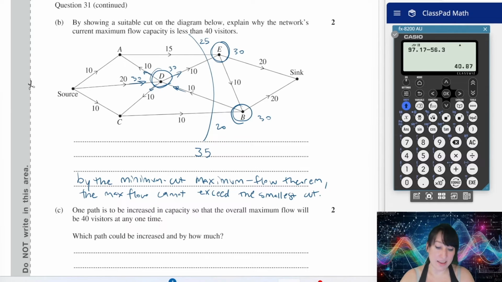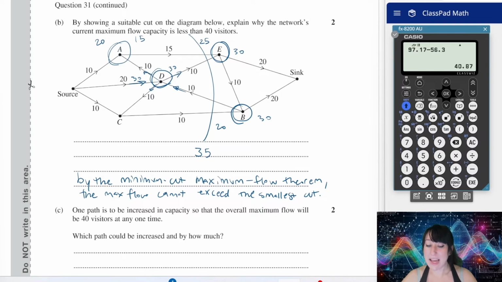If we look at A, I'm seeing 20 coming in and 15 coming out. Now remember what we noticed, that E could take a little bit more because it can push 30 out. So only having 25 coming in means it could take in 5 more. And at A, we have kind of the opposite problem, 20 coming in, but only 15 can leave.